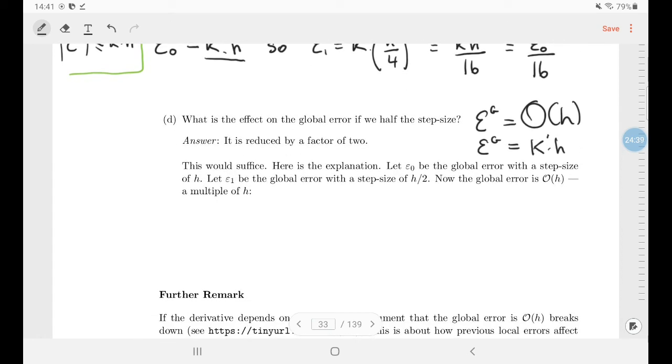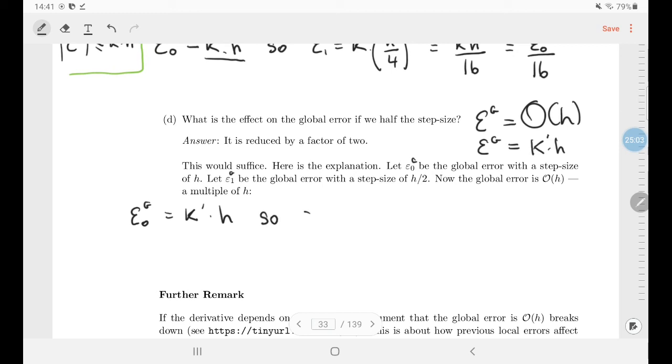Let's be a little bit more careful. So let epsilon 0 be the initial global error. I'll put a g on this just to be a bit more careful, because we don't want to get confused between local and global. Local is at each step, global is at the end over all the steps, where you add up all the local errors. So this we're saying is some constant, which we'll call k dash times h.